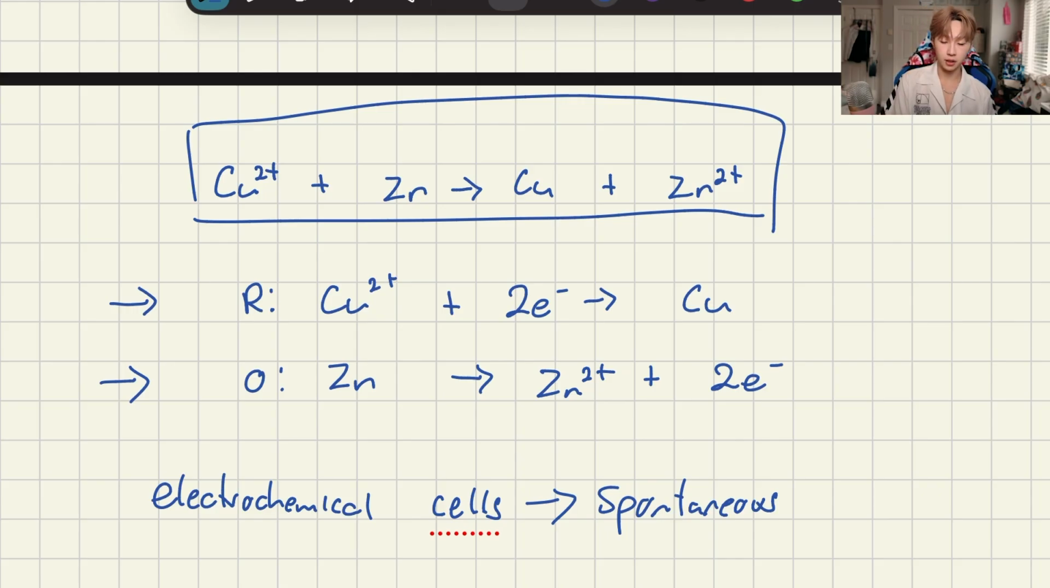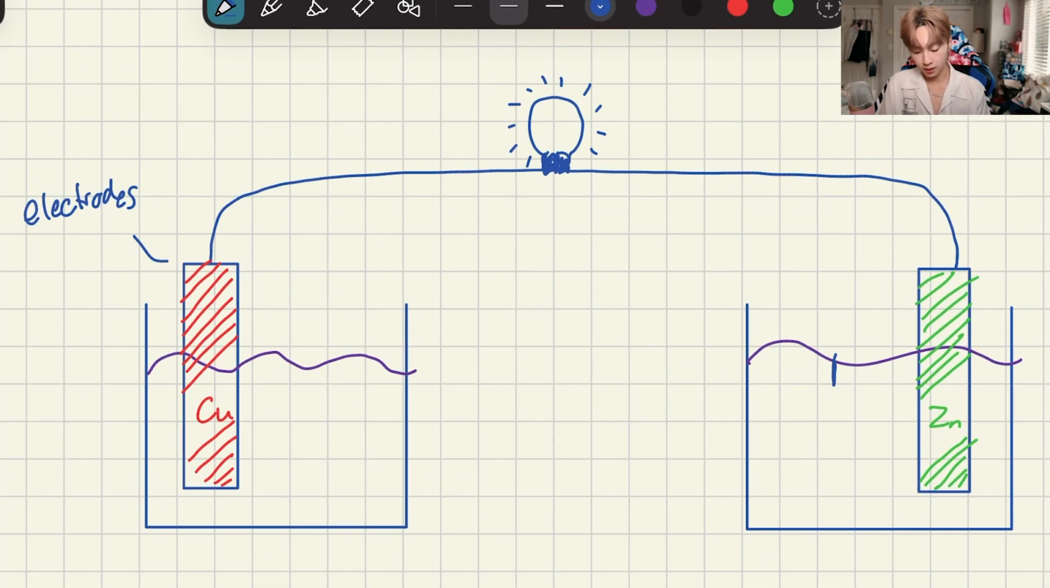So now let's construct one together. It starts like this. We have two beakers, and then we have a piece of copper and a piece of zinc dipped into them, connected via a wire and connected to a light bulb. Now these pieces of metal are called electrodes, and they provide a surface for the reactions to occur. Now I know this doesn't make sense right now, but as we keep constructing this cell, it'll make more sense.